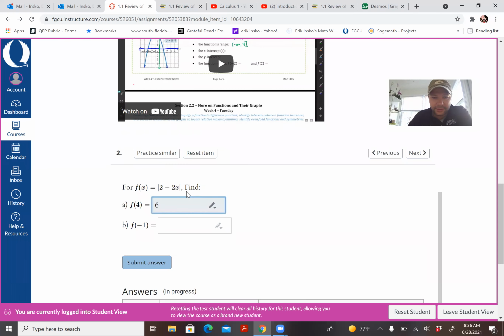And then I will need to plug in f of -1 as well. So f of -1 is going to be 2 minus 2 times -1. So that'll be 2 minus -2. So 2 plus 2 is 4. And I take the absolute value of that and I get 4. And I hit submit answer.